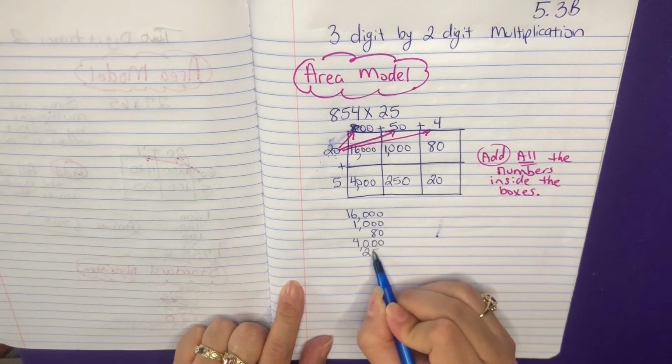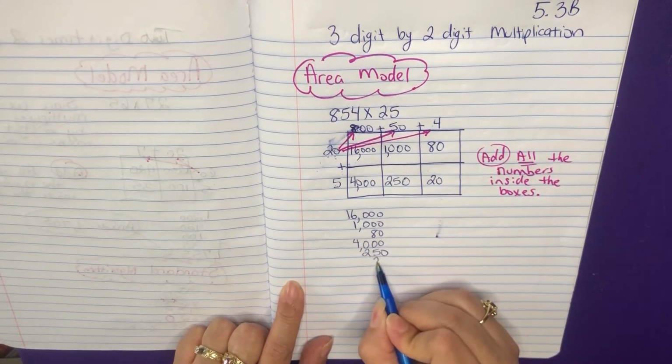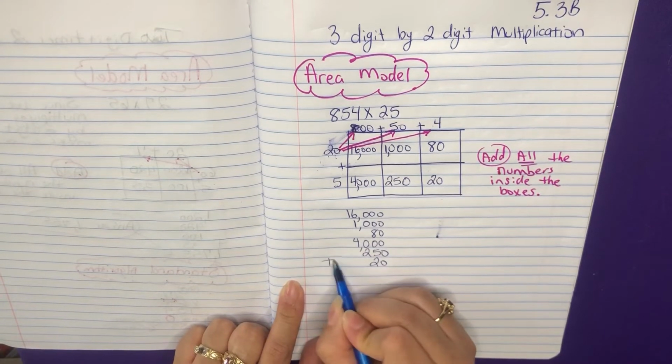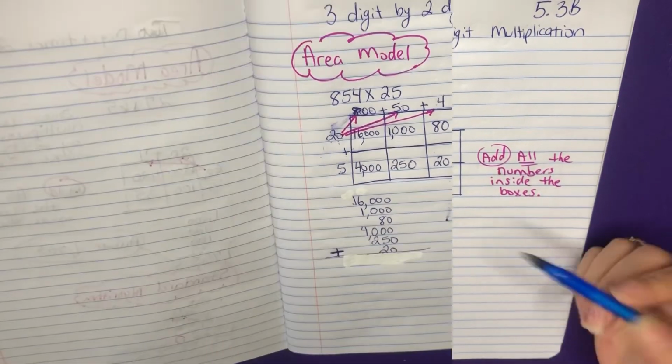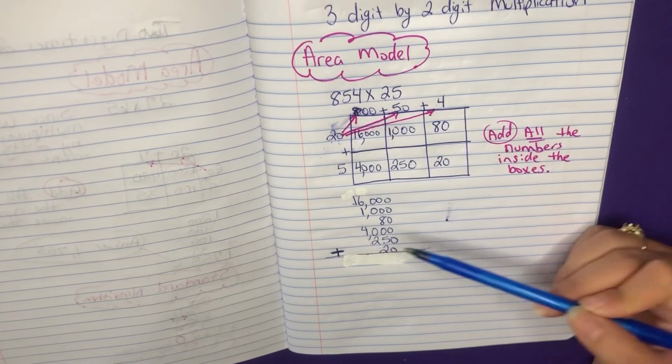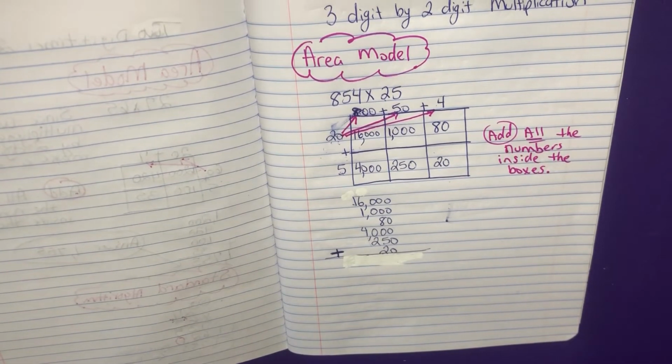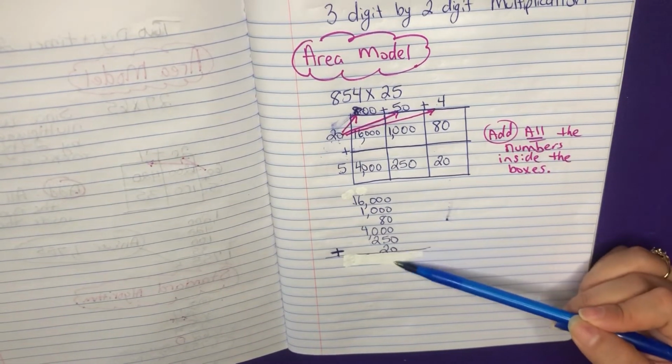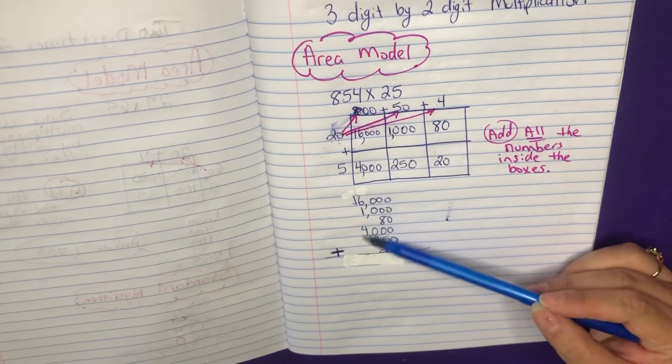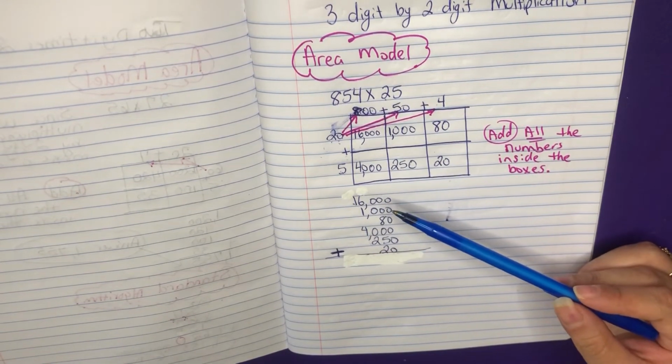250. And 20. That seems like a lot, right? So you have to be careful with all this adding. Okay, now that we have all our numbers, we're going to add everything up. And remember, you have to be careful to make sure that you're adding your ones, your tens, hundreds, thousands, and 10,000s in the correct spot.